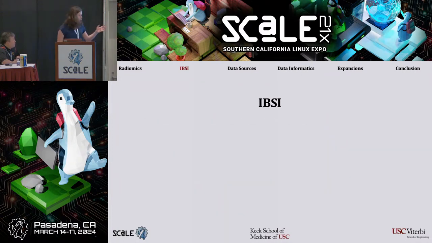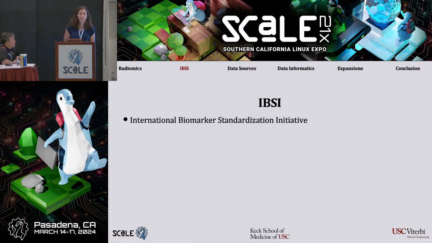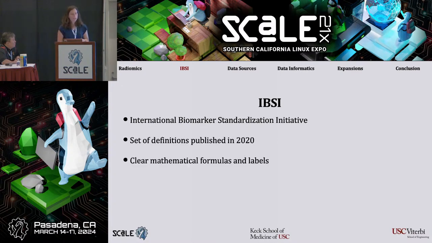So IBSI, or the International Biomarker Standardization Initiative, came in to be our radiomic dictionary. What are we doing? What language are we speaking? What do each of these values mean? So they can be defined clearly, both mathematically and in plain English. This set of definitions was published in 2020, and there have been multiple software packages that have resulted from that. So with these clear formulas and labels, we're now speaking the same language, trying to see what data we are processing, and the aggregating methods especially were clarified.